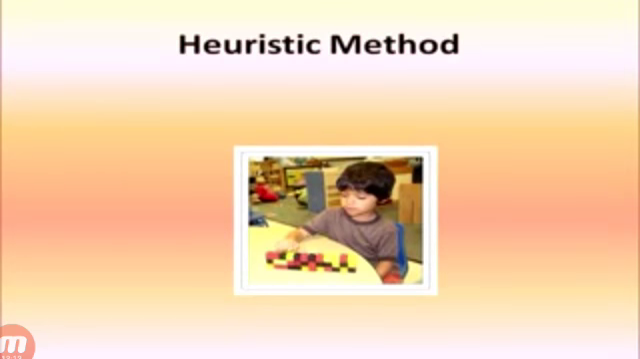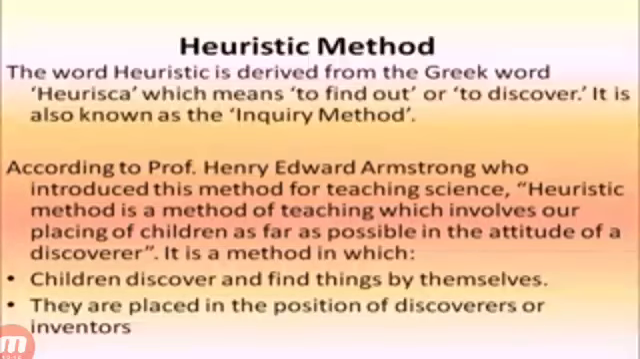The heuristic method. The word heuristic is derived from the Greek word heuriskein, which means to find out or to discover. It is also known as the inquiry method. According to Professor Henry Edward Armstrong, who introduced this method for teaching science, the heuristic method is a method of teaching which involves placing children as far as possible in the attitude of a discoverer. It is a method in which children discover and find things by themselves. They are placed in the position of discoverers or inventors.